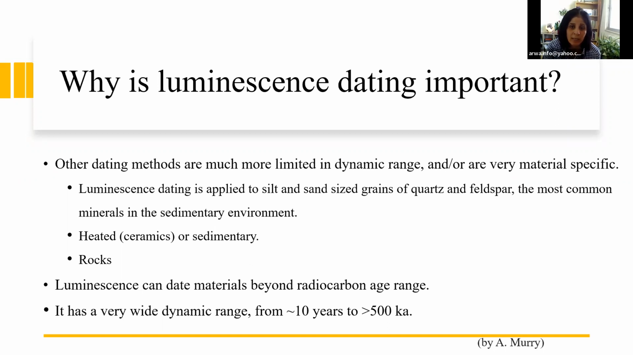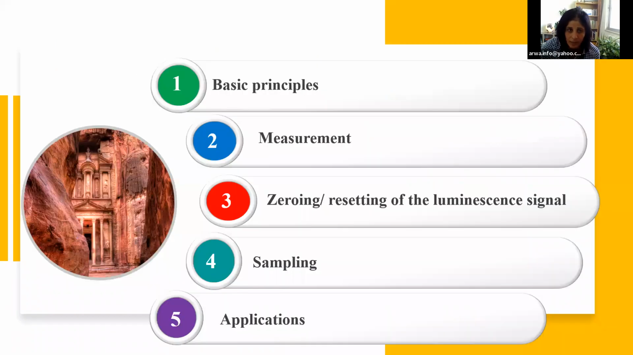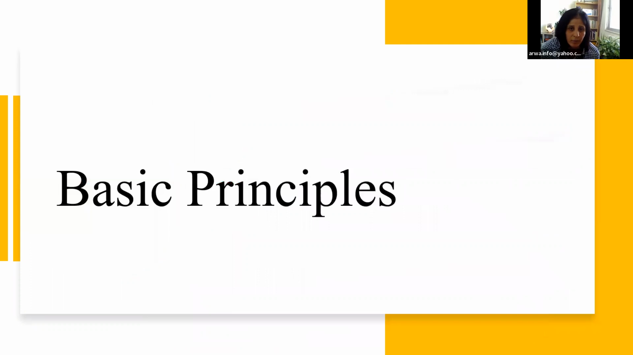organic preservation. This method is illustrated in this diagram, which shows different environments where luminescence dating can be applied, including, for example, quaternary glaciation, dune buildings, fluvial activities, and loess records, in addition to archaeological sites. Here I shall introduce the basics of OSL dating with case studies of its applications.